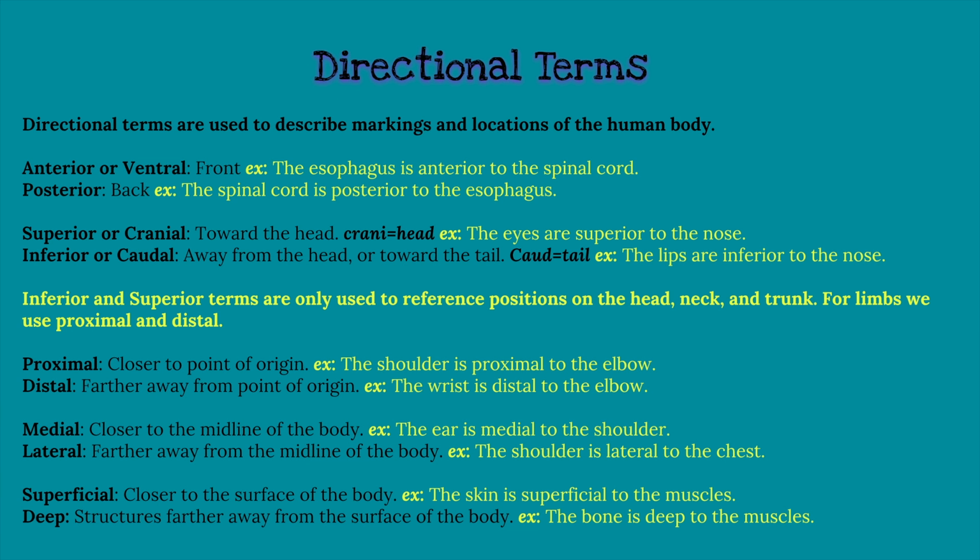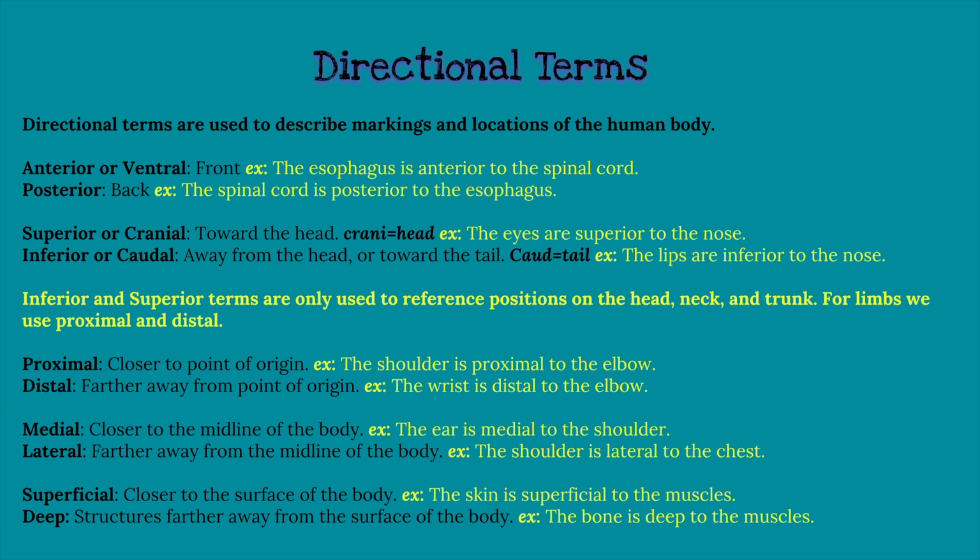Now, inferior and superior terms are only used to reference positions on the head, neck, and trunk. For limbs, we use proximal and distal. Proximal means closer to the point of origin. For example, the shoulder is proximal to the elbow, meaning that the shoulder is closer to the point of origin than the elbow. Now, distal means farther away from the point of origin. An example of this would be the wrist is distal to the elbow, meaning that the wrist is farther away from the point of origin than the elbow. Now, these are the limbs we're talking about. So the point of origin for the limbs is going to be the trunk.